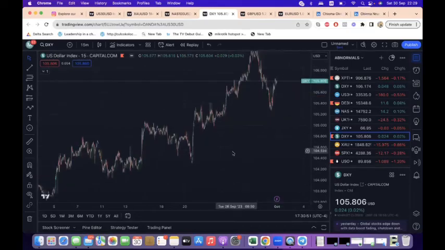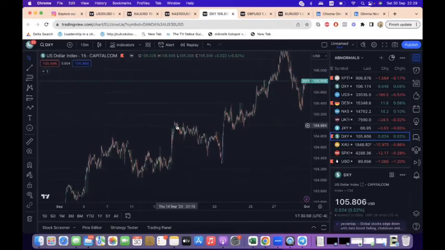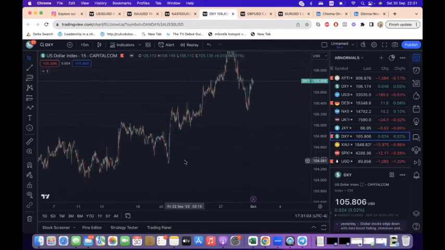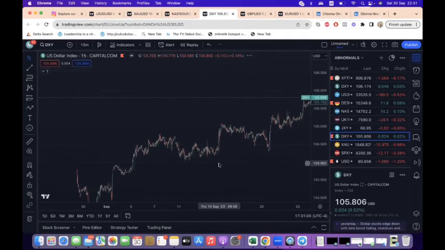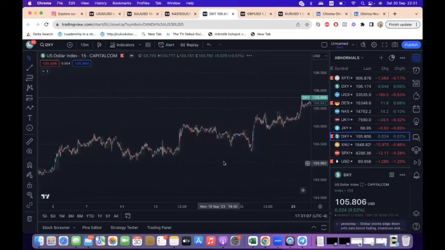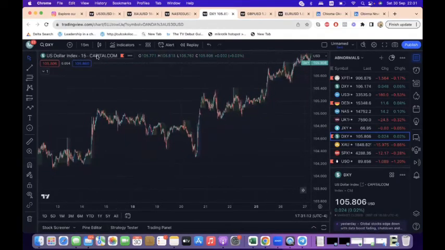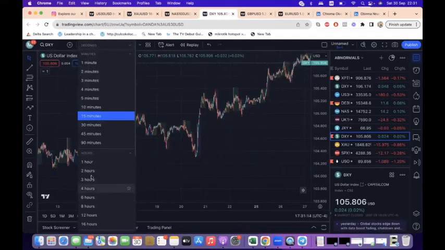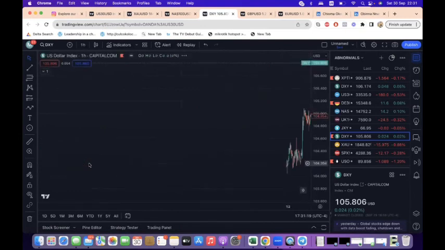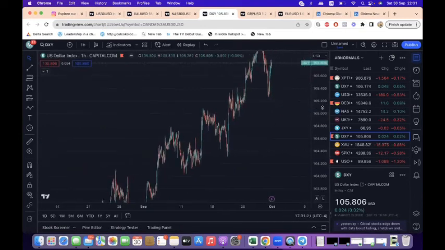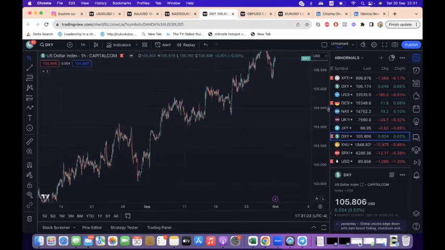Now I need you to look closely. Doesn't this look like a change of character to you? I don't really know if this works, but I just want to show you what I mean. Let's see how it looks. I don't want to see all these breaks. Let's see how it looks on the 1 hour time frame. Beautiful. Oh my God, this is so beautiful.